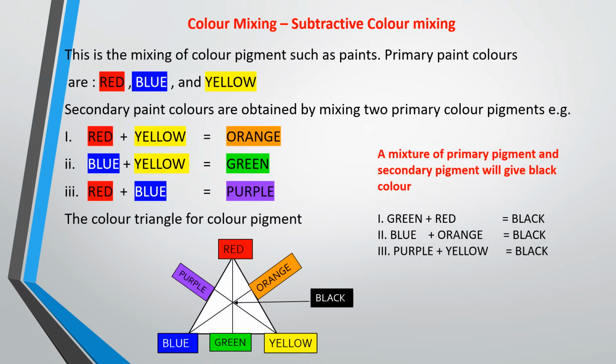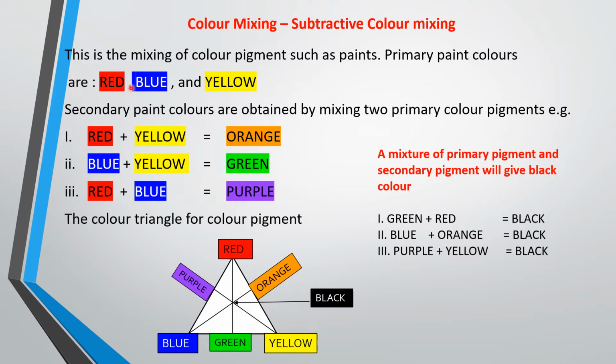Then you have subtractive color mixing. Subtractive color mixing is used for paints. You know, when you want to paint somewhere, you mix different paint colors, and that is subtractive color mixing. Additive is for mixing of light color, but subtractive is for mixing of paints.